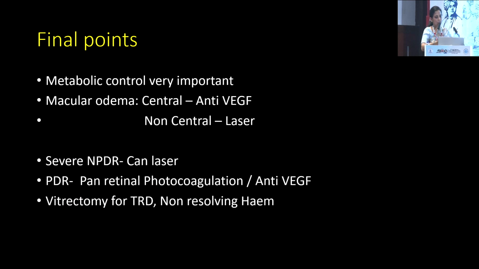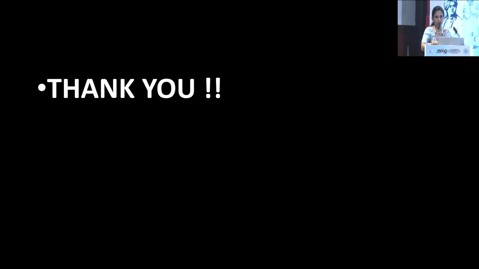So the final points are that metabolic control is very important. For macular edema, which is central, anti-VEGF is the treatment of choice. For non-central, you can do laser. For severe NPDR, you can laser in certain conditions. Like I said, if you feel the patient will not follow up, if the other eye had a bad outcome, if the patient has very rapidly progressing diabetic retinopathy, then you can even laser severe NPDR. For PDR, a pan-retinal photocoagulation or anti-VEGF, and vitrectomy for TRD or a non-resolving vitreous hemorrhage. Thank you so much.